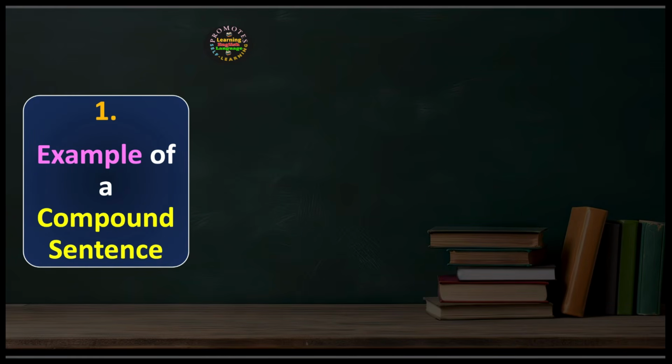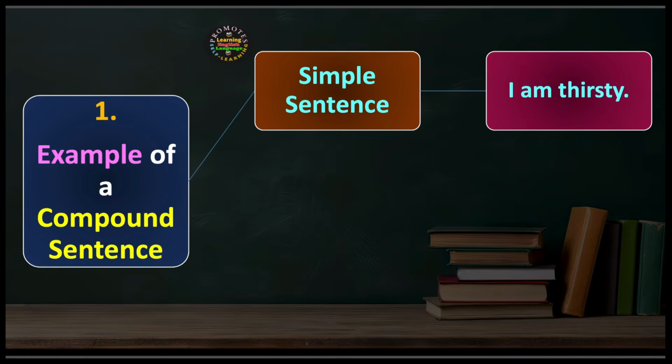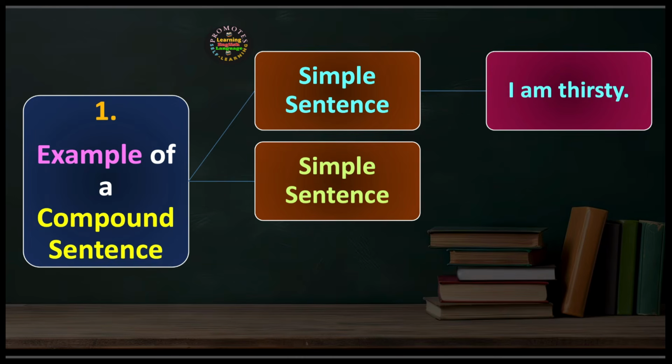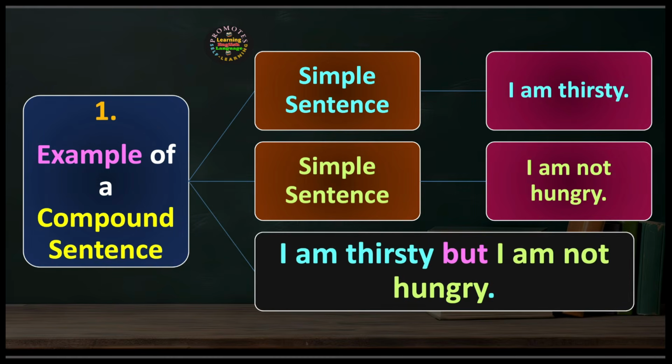One example of a compound sentence. As I told you, a compound sentence needs two simple sentences. We have one simple sentence: I am thirsty. Take another simple sentence: I am not hungry. Now we have two simple sentences. If I connect these two, it becomes a sentence like this: I am thirsty, but I am not hungry. So the same two simple sentences in the compound sentence: I am thirsty is known as an independent clause, and I am not hungry is now known as an independent clause.